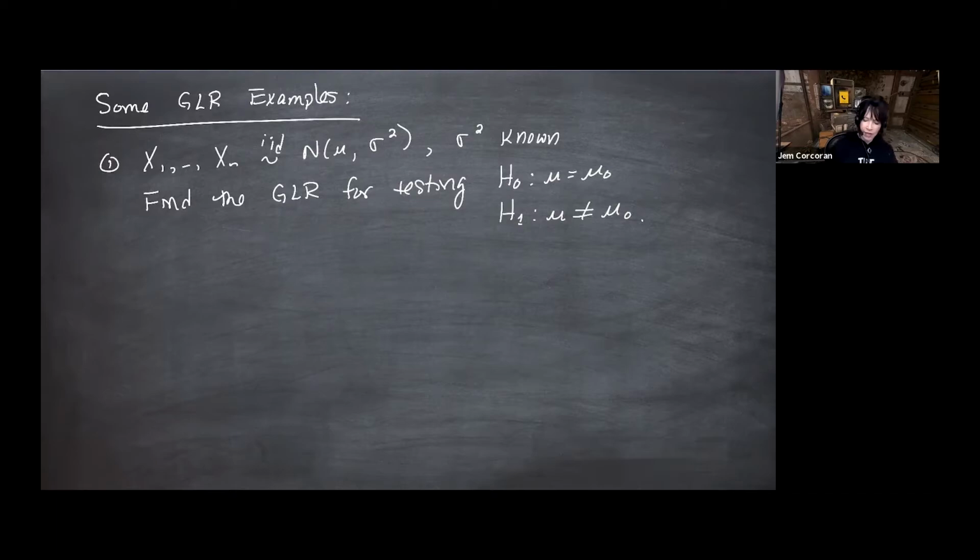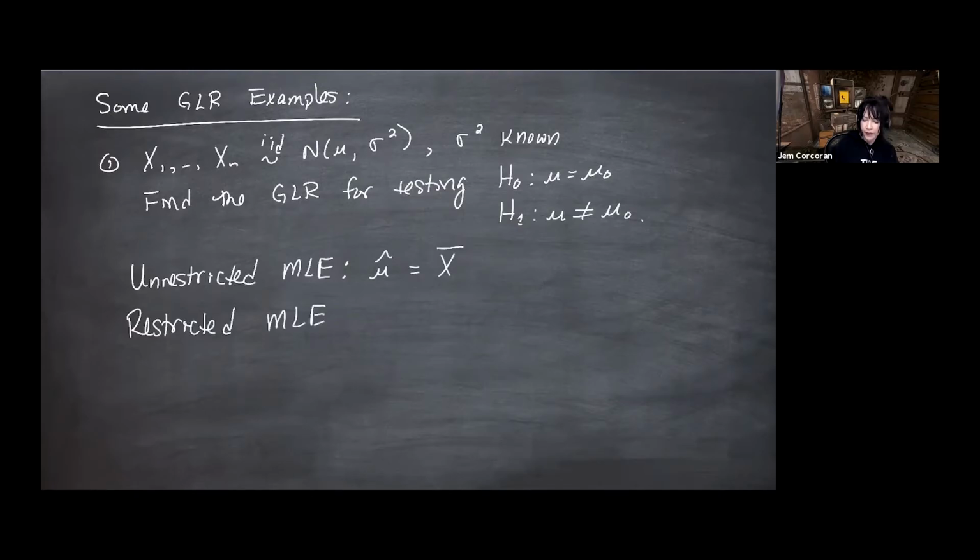Okay, so the regular or unrestricted MLE here is just X bar. So I'm just going to call this mu hat, and it is X bar, just the normal MLE. And the restricted MLE, we're calling this mu naught hat. In this case, it's super easy.